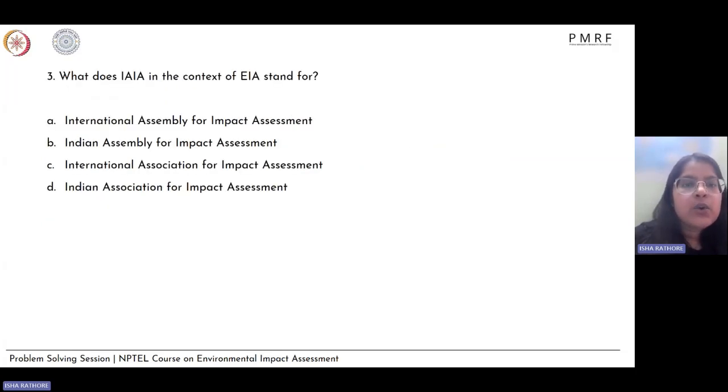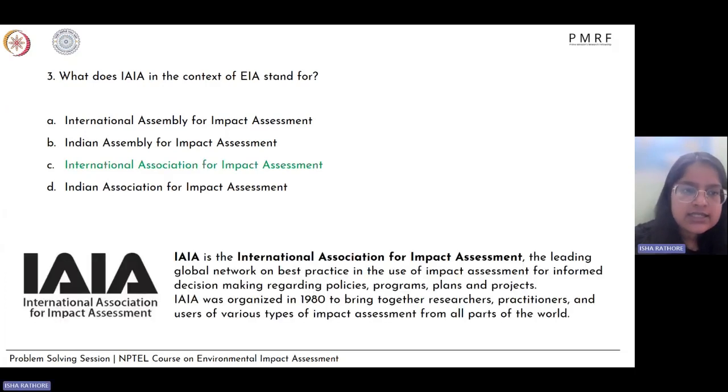What does IAIA in the context of EIA stand for? So again, this is a full form based question. Is it A, International Assembly for Impact Assessment, B, Indian Assembly for Impact Assessment, C, International Association for Impact Assessment, or D, Indian Association for Impact Assessment? Okay, so the correct answer is C, that is, IAIA stands for International Association for Impact Assessment.